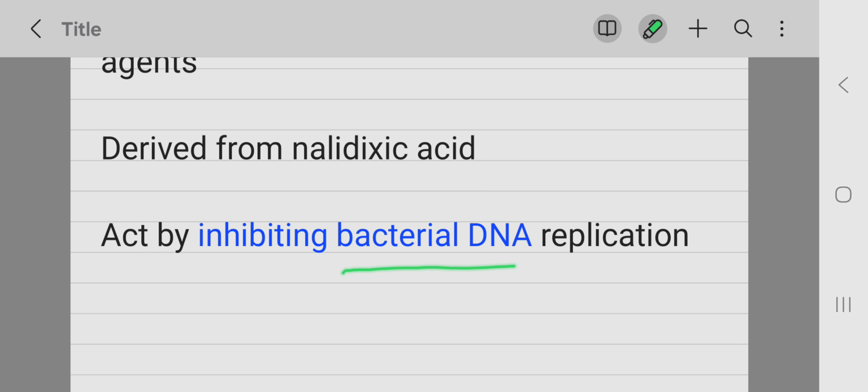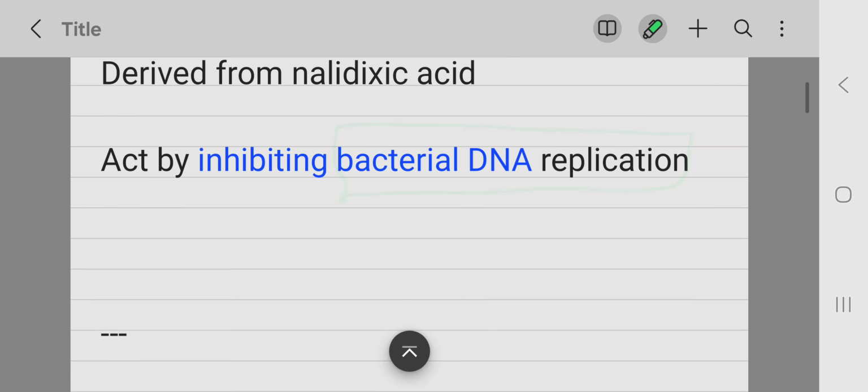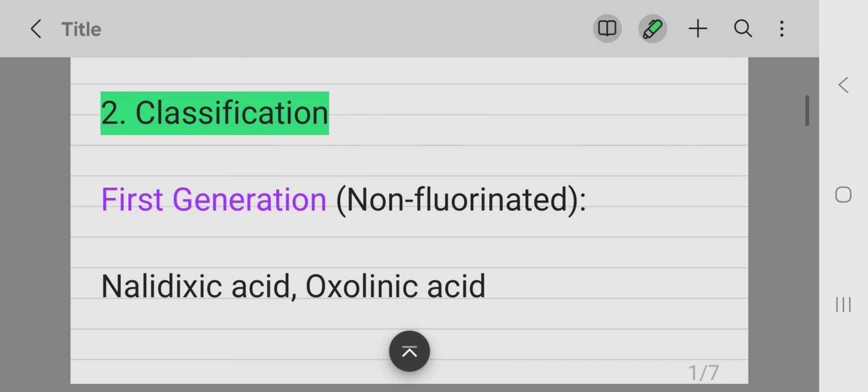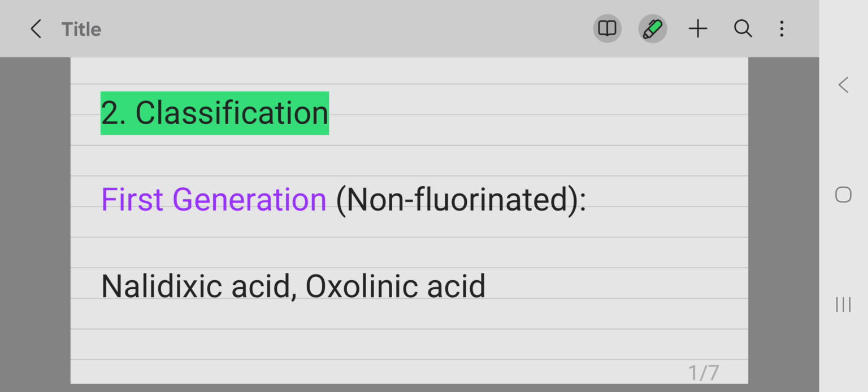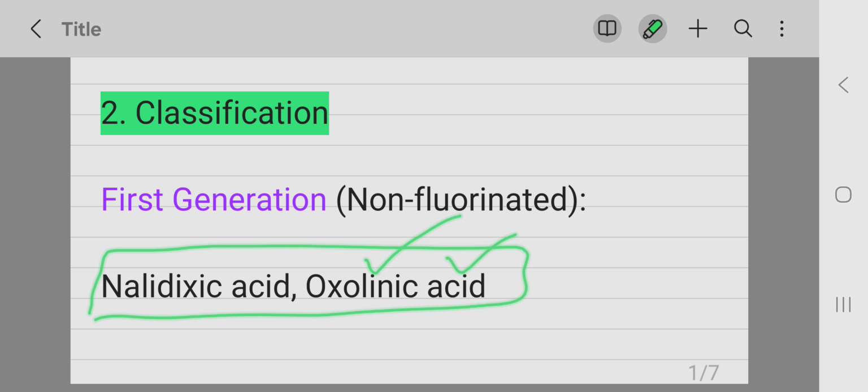They inhibit bacterial DNA replication. We will see it in the mechanism of action. So these are classified into 4 classes. First generation, these are non-fluorinated, and these include nalidixic acid and oxalic acid. These are very rarely used nowadays.